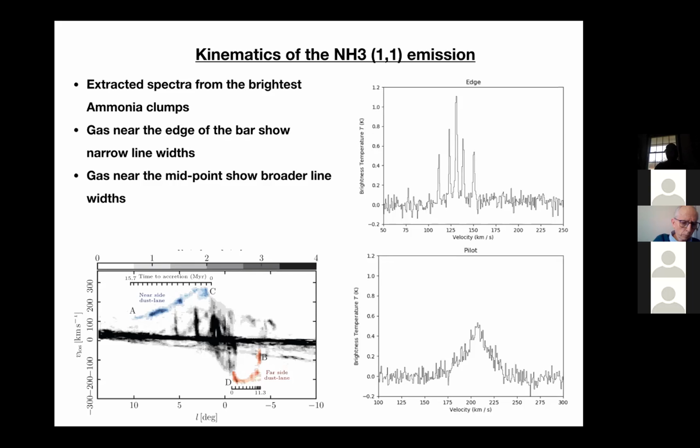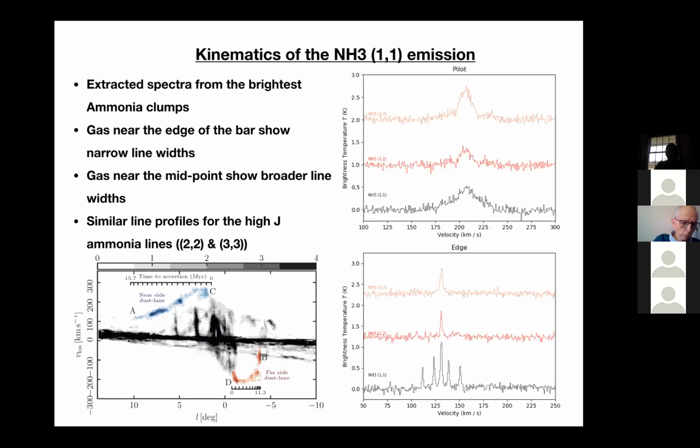So in the top, you can see the gas profile of the ammonia 1,1 towards the edge of the bar. And in this region, you can see very narrow line widths and the hyperfine structure of the 1,1 transition. The bottom panel is showing the spectra of gas towards the midpoint of the bar. And one of the things that we notice is that the line widths here are much broader than what we see in the edge of the bar.